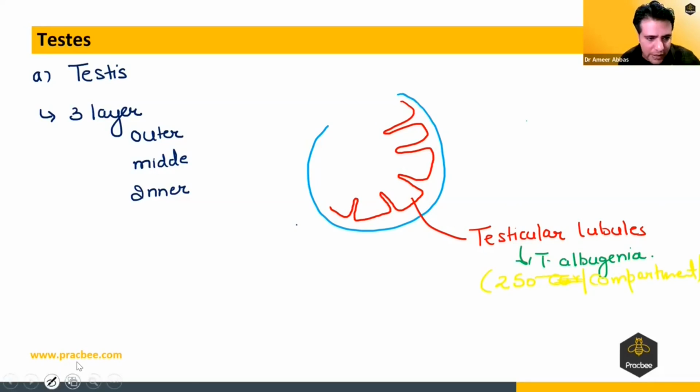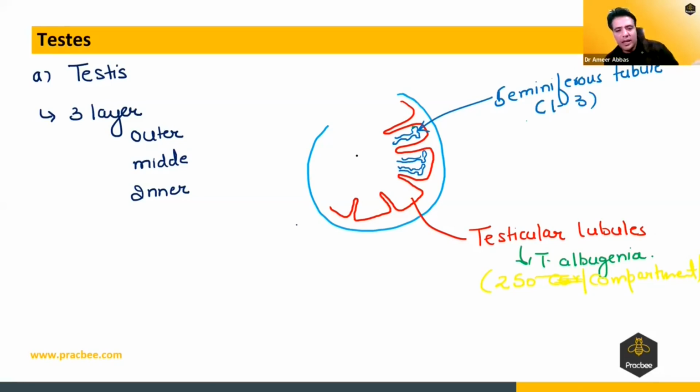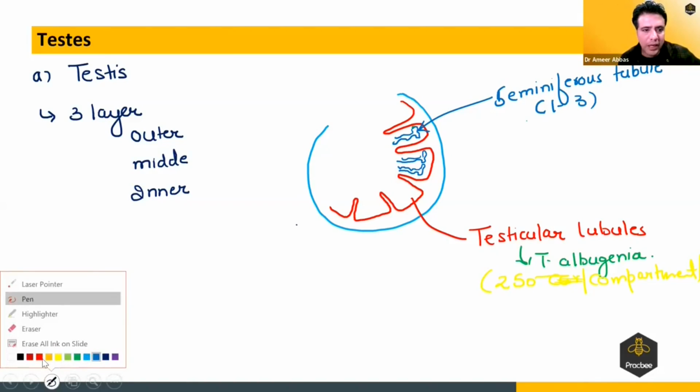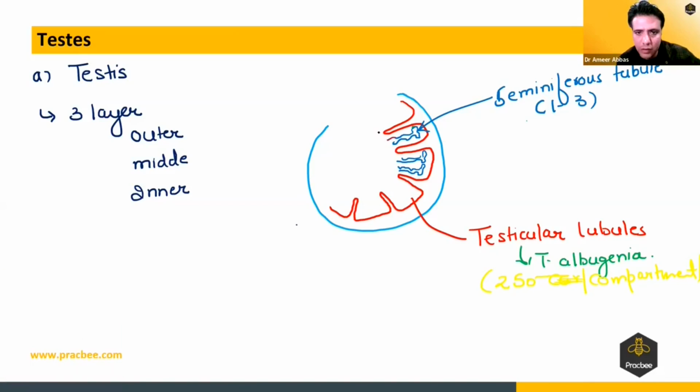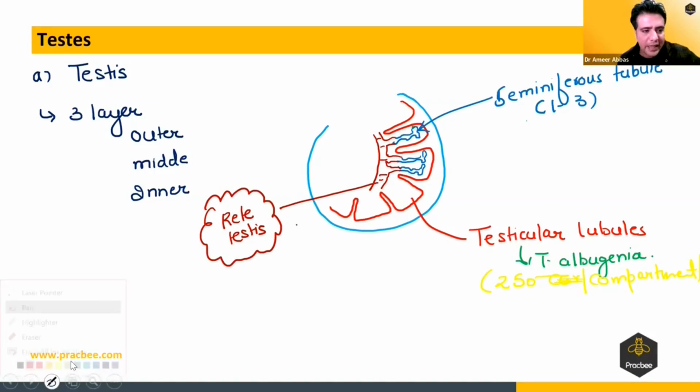Now the second interesting thing: each compartment consists of tubules like this. They can be one or more than one, like 2 or 3. These are known as seminiferous tubules. What actually happens next? These seminiferous tubules combine to give rise to a structure known as the rete testis. Now the rete testis further divides into 15 to 20 minute tubules known as vasa efferentia.